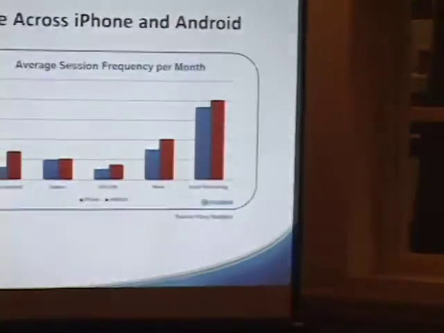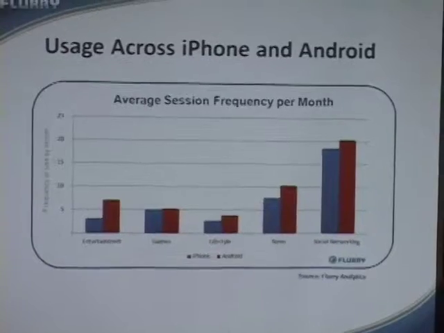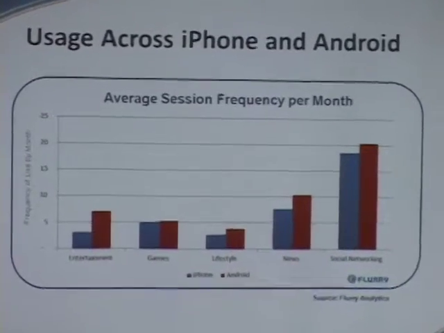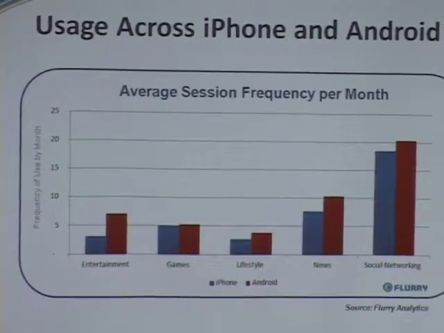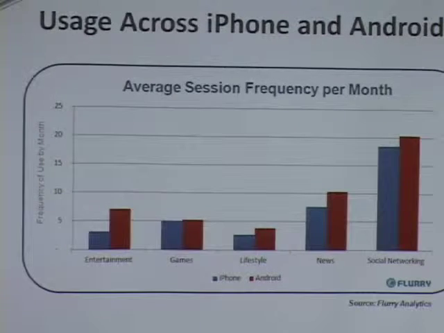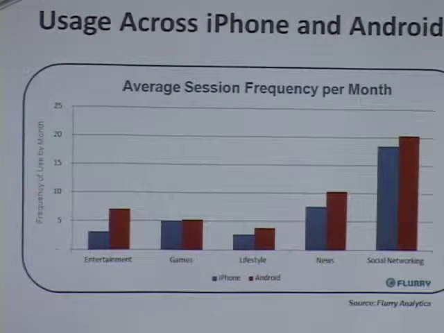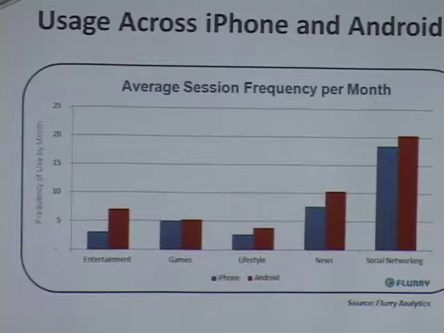So back to talking about usage metrics across the different platforms. Right now, you can see on these various categories, the entertainment category has a little bit higher frequency of use on Android. Games are about the same, lifestyle similar, news. Social networking, as far as session frequency, is obviously a lot higher. And while we don't release any individual developer data, we can tell you that Facebook is not working with us, so that would probably skyrocket, to be honest, if that was the case.